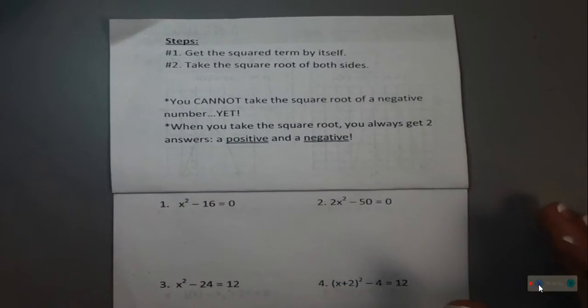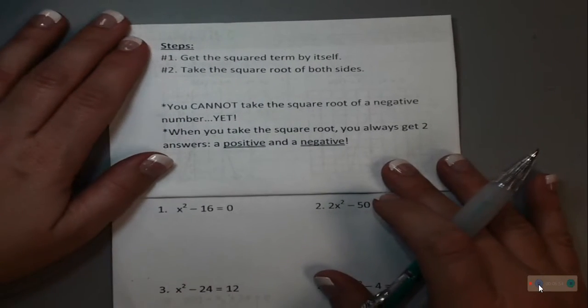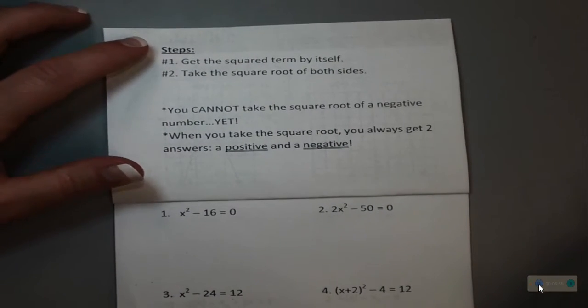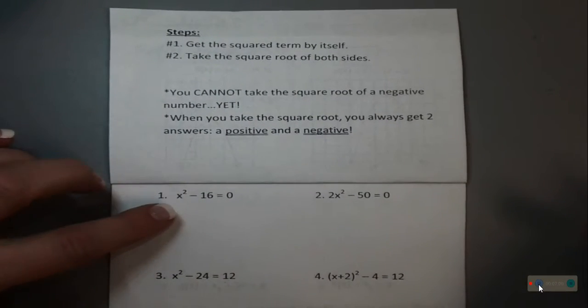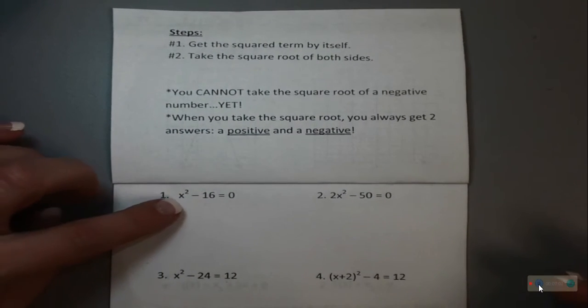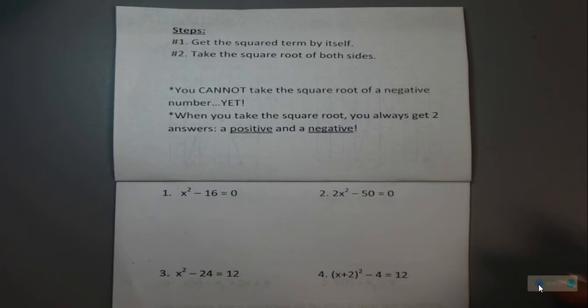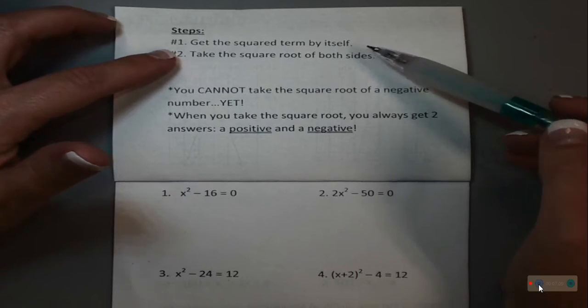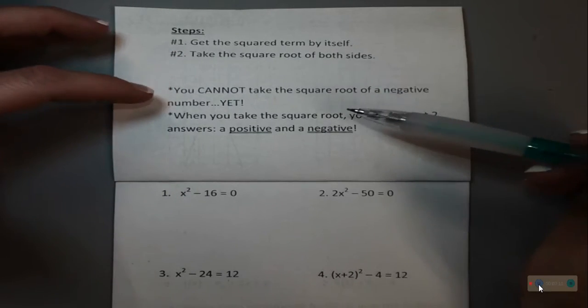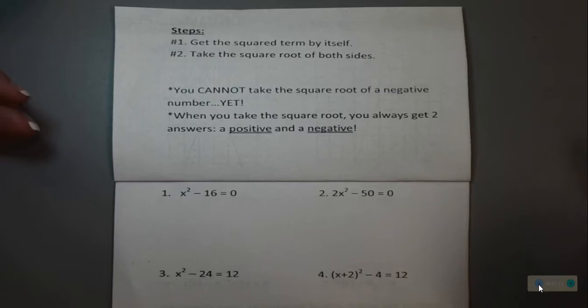All right, now the next thing I want you to do is look at the steps. You're only going to use this if you have just an x squared. You notice you don't have an x to go with it? You're going to get the squared term by itself and take the square root of both sides. You cannot take the square root of a negative number yet. You'll learn that in advanced algebra. When you take the square root, you always get two numbers, a positive and a negative.